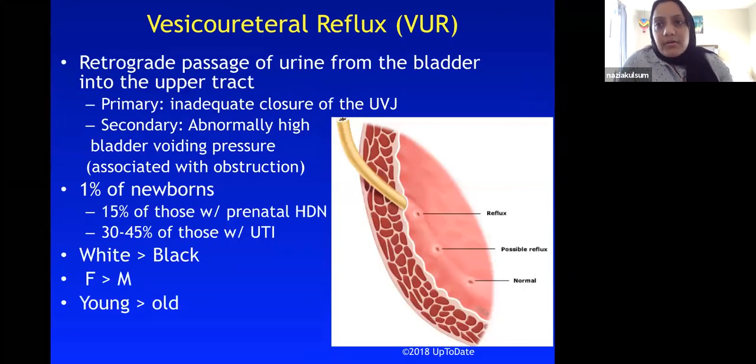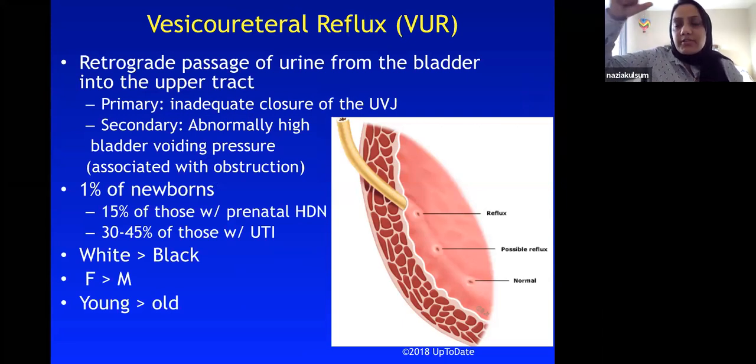Next important disorder is vesicoureteral reflux, or VUR. In this situation, what happens is urine should always flow in one direction from the kidney to the bladder. And what happens is some urine, a portion of the urine that comes into the bladder, then refluxes back into the ureter.